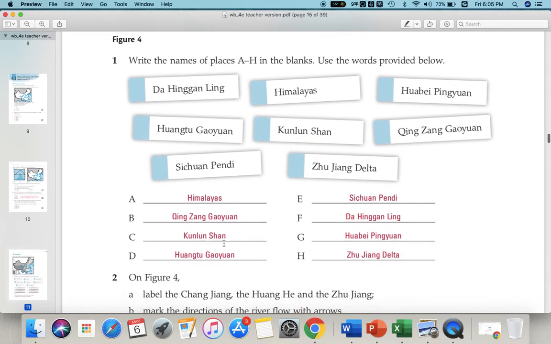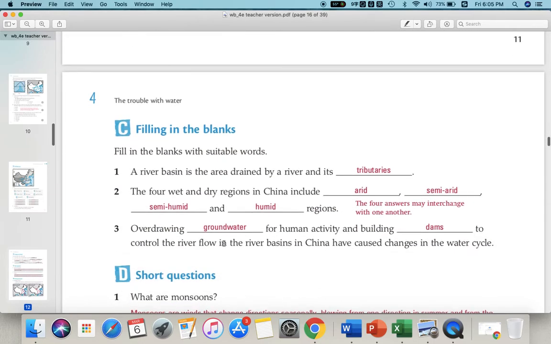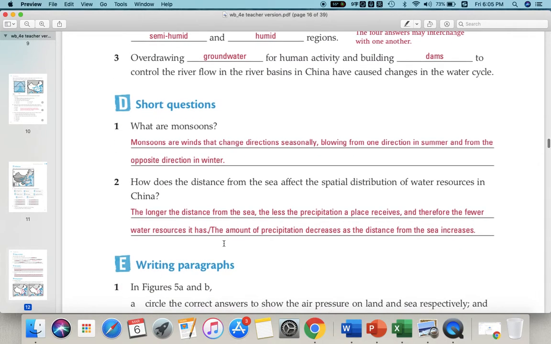And here you can identify the places by looking at the suggested answer by yourself. It's quite simple, and the fill in the blanks as well. And for the short questions, monsoons are the winds that change direction seasonally. Remember this is the keyword: seasonally, blowing from one direction in summer and from the opposite direction in winter.